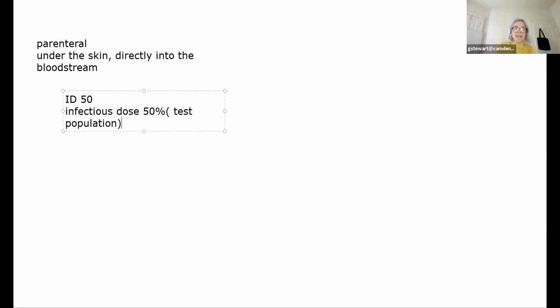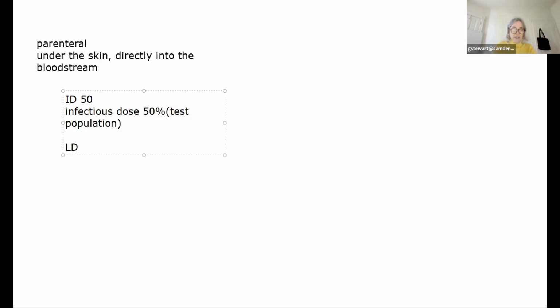And usually the test population is not humans, unless we get it from a retrospective study. It's usually done in an animal study, detecting how many organisms we need to infect 50% of the test population, and then that is extrapolated out to humans based on our size and how many bacteria would be needed to infect 50% of people.